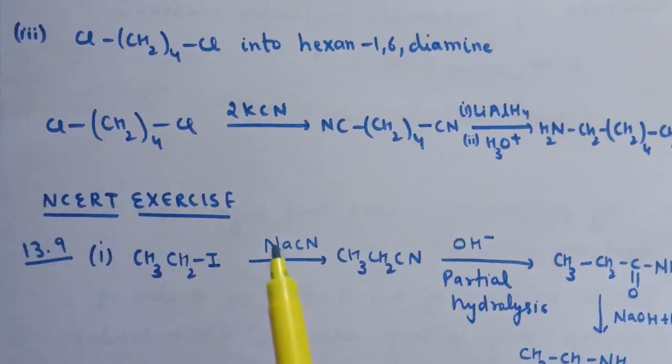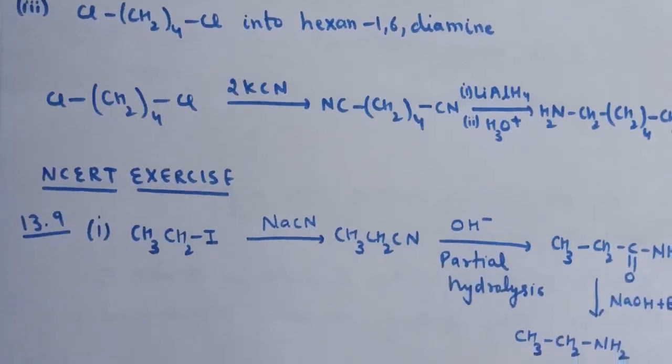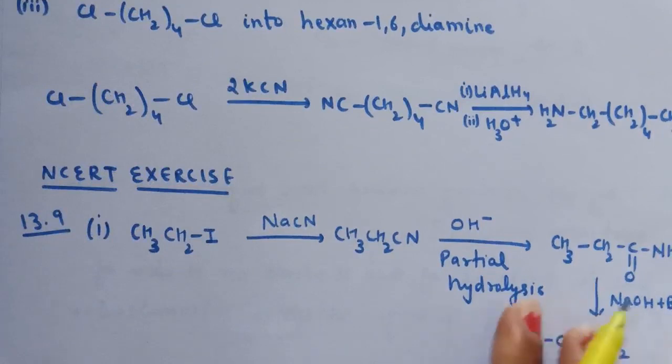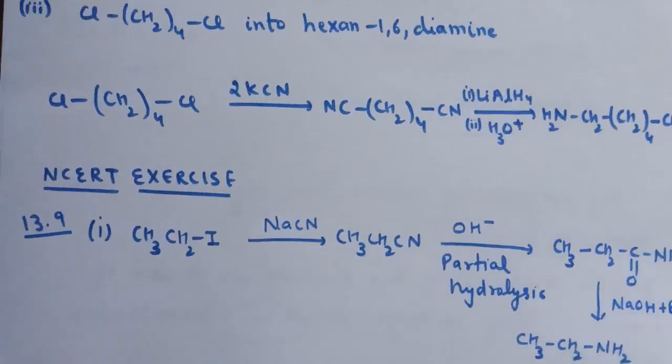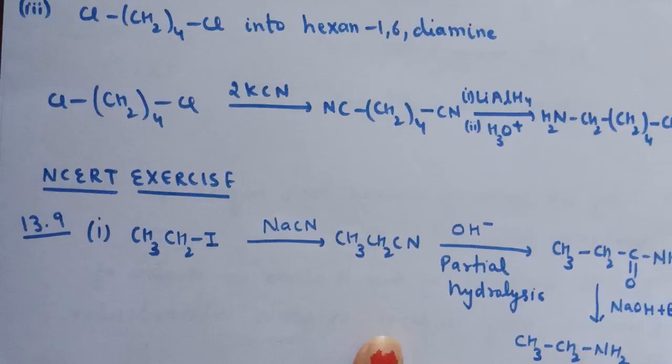Next is NCERT exercise question number 13.9, first part. CH3CH2I in the presence of NaCN, this I is replaced by CN. Now when we do the partial hydrolysis of CN, this converts to CONH2. Now in the presence of NaOH and Br2, Hofmann degradation takes place and this converts to the amine, that is CH3CH2NH2. Other parts of question number 13.9 will be discussed later.